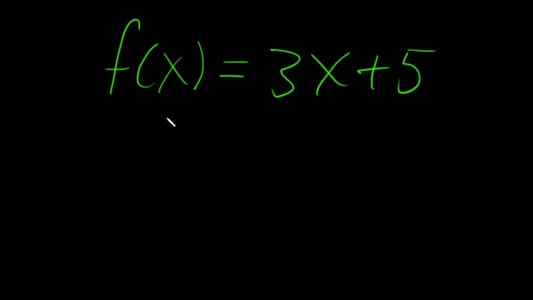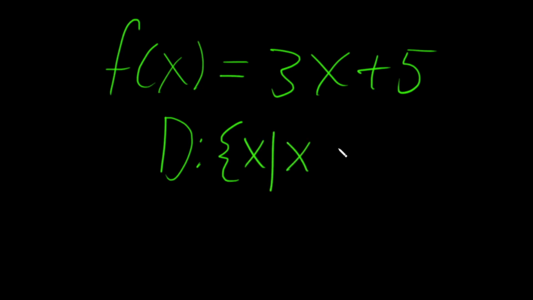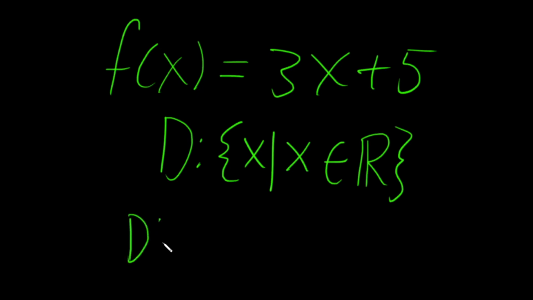We have a couple of ways of writing this. We can use set notation, where we use the braces and write x with a vertical line, which means such that x is a member, using this symbol, of all real numbers. If we were to use interval notation, then the domain would be from negative infinity up to positive infinity.